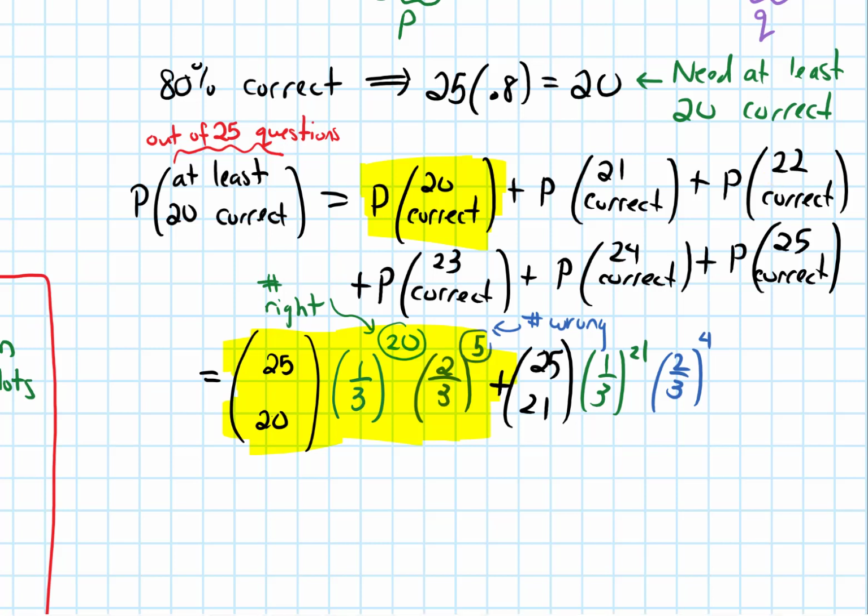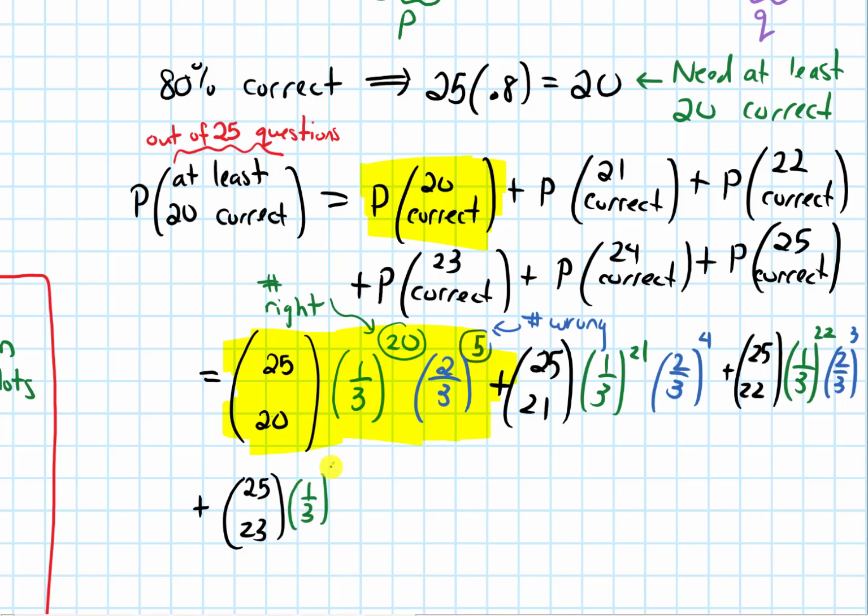Let's move on to the probability of 22 correct. We'd have 25 choose 22, times the probability of getting something right, 1/3, to the 22, because we got to get 22 problems right, and then a 2/3 chance of getting a question wrong, and we got to get 3 questions incorrect. Okay, now keep going. So plus for 23 correct would be 25 choose 23, and I would have 1/3 to the 23, because 23 problems are right, and then times 2/3 to the 2. We'd have to get 2 problems wrong.